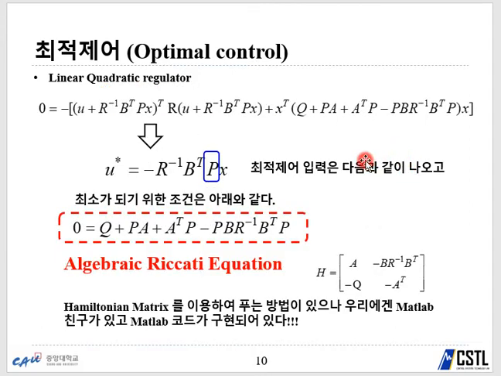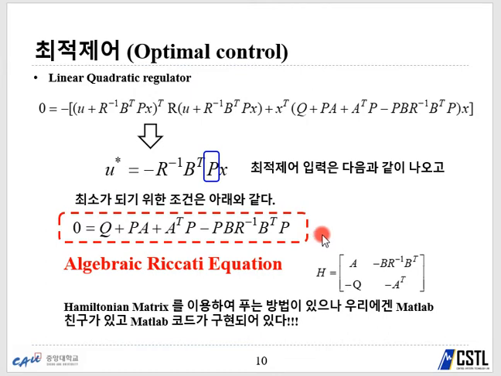Finally, we can get the optimal control input U from the perfect square form. The optimal control input U is minus R inverse B transpose PX, where P is obtained by minimizing the second term. So we make the second term 0. This equation is the algebraic Riccati equation. P is obtained from this equation.